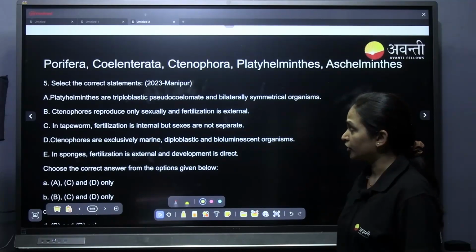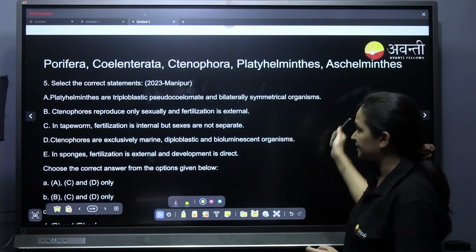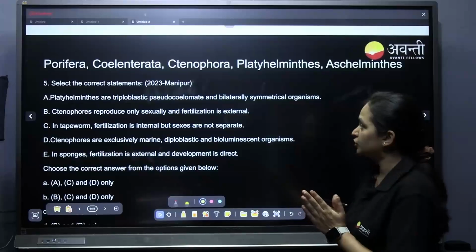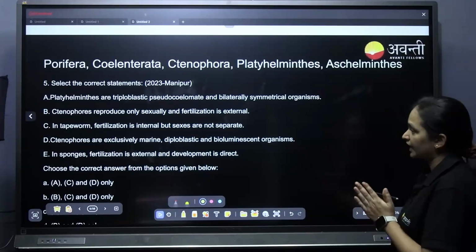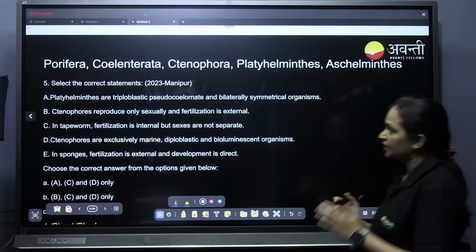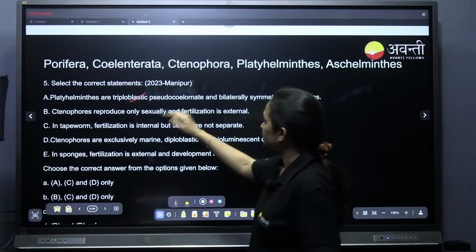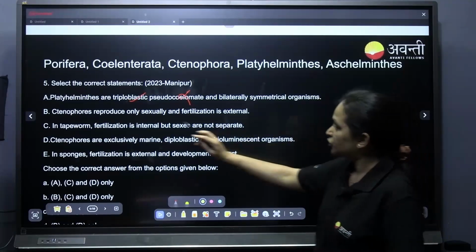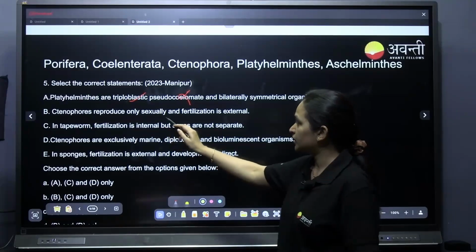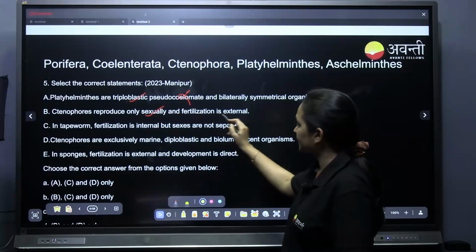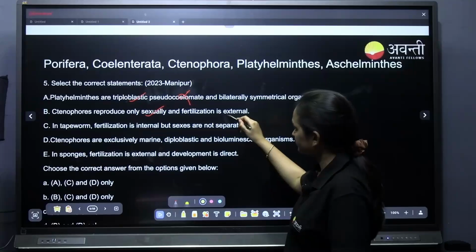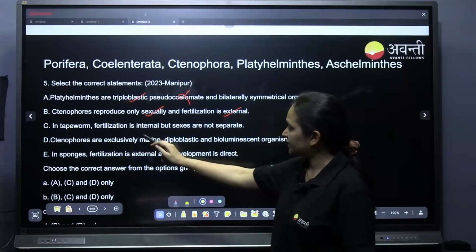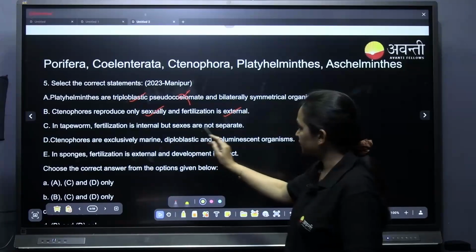Now coming to Porifera, Coelenterata and Ctenophora, platyhelminths, aschelminths based questions. Platyhelminths are triploblastic, pseudocoelomate and bilaterally symmetrical organisms. Is it correct? They are triploblastic, they are not pseudocoelomates. Ctenophora reproduces only sexually, correct, and fertilization is external. Yes, correct. In tapeworm, the fertilization is internal, but sexes are not separate.